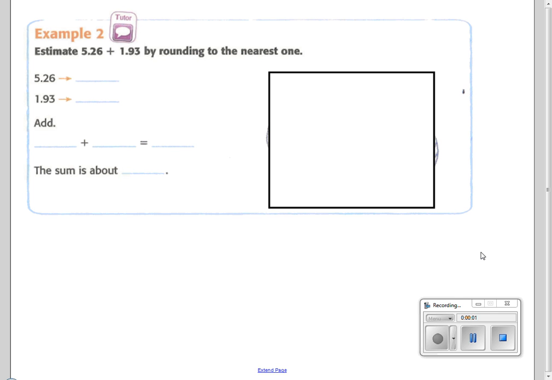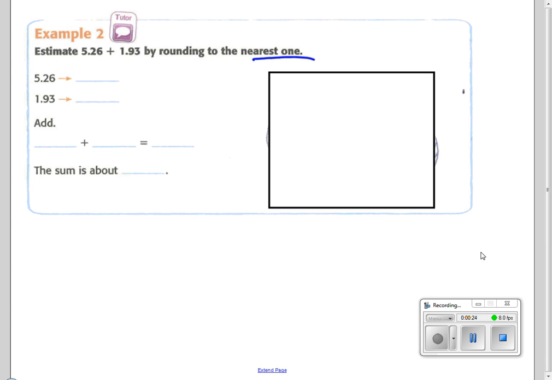So here is, although it says example 2 up there, this is going to be our example 1 for estimating addition of decimals or finding sums and differences. We'll do a difference in a second. So if we had 5 and 26 hundredths and we want to add 1 and 93 hundredths, but we just want an estimate of the answer, we are rounding to the nearest 1 or the nearest whole number.